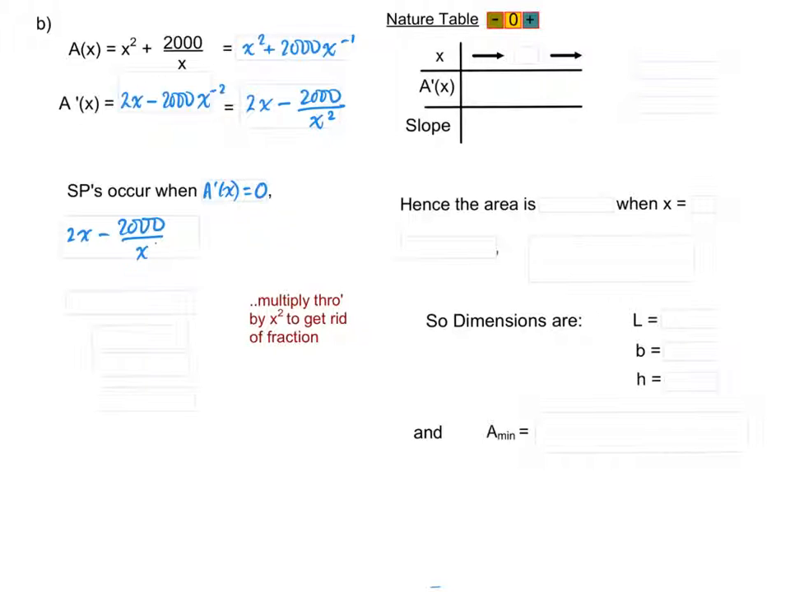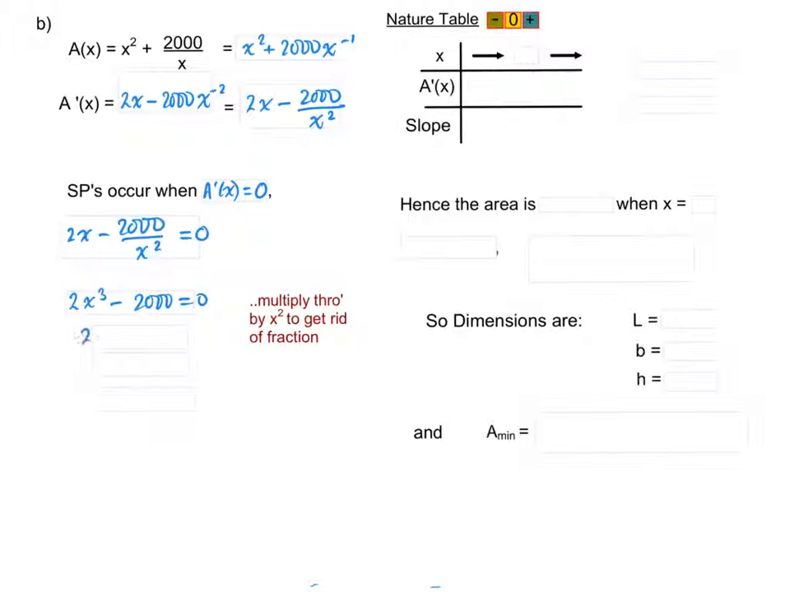And that's a little bit more difficult than we've done previously. We'll try to solve this equation here. The thing that makes it look awkward, of course, is the x squared on the bottom, so we can deal with that by getting rid of it by multiplying everything through by x squared. So we end up with 2x cubed minus 2000 equals 0.